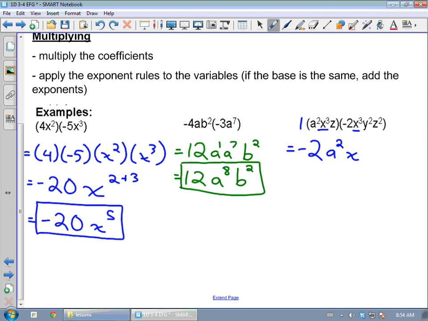Yeah, so we add those exponents there. We get x to the power of 6. We've got a z here and a z here, so we're going to multiply those together. What's our exponent going to be on z after we do that multiplication here? Emily?